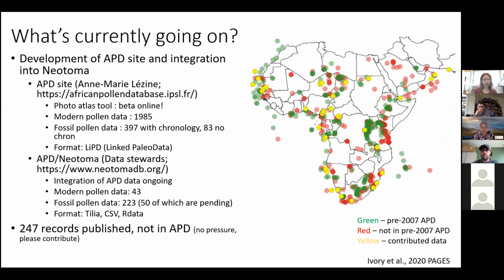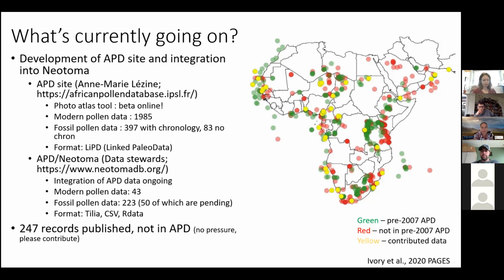It includes a few different parts: the pollen data itself, modern pollen data, and fossil pollen data, with a total of 397 data sets that have chronological information, then an additional 83 that don't have any chronological information. And then that pollen identification tool that I talked about is also on that site. And then we're in the process of integrating those data holdings into Neotoma. The data stewards that I talked about before are mainly who's involved in that process.